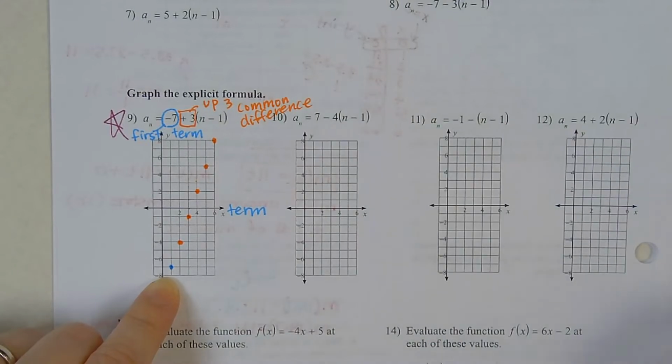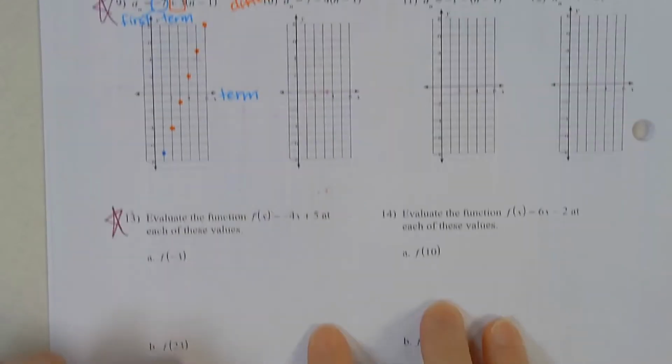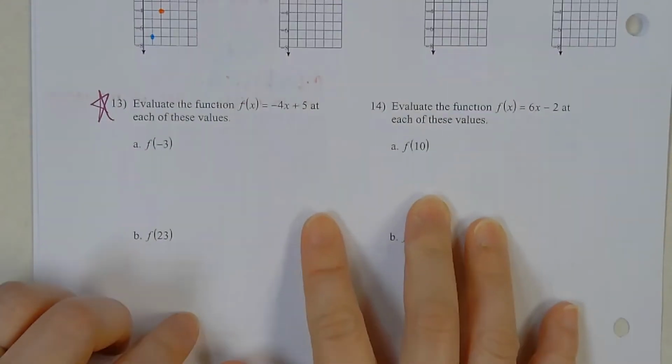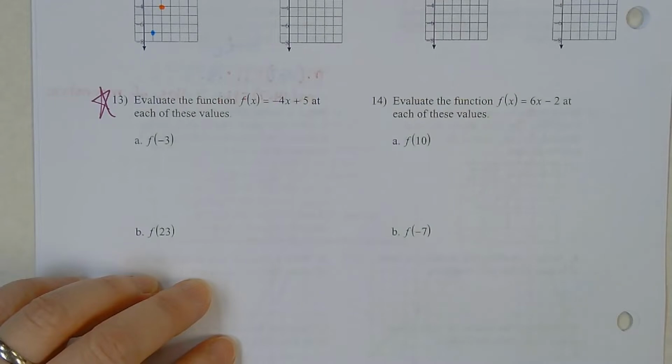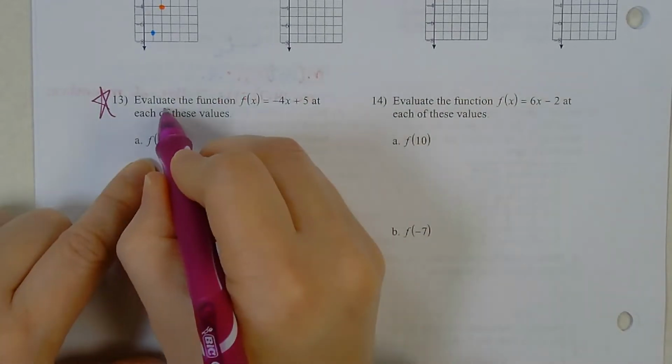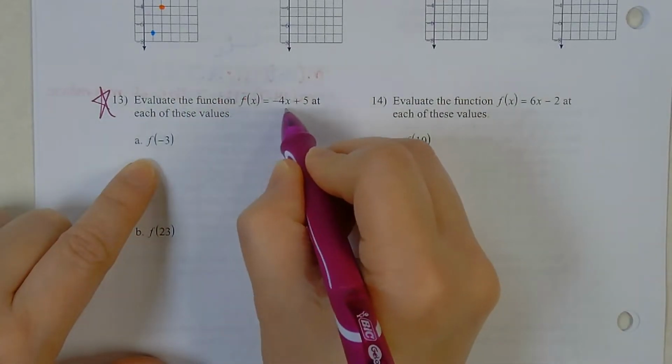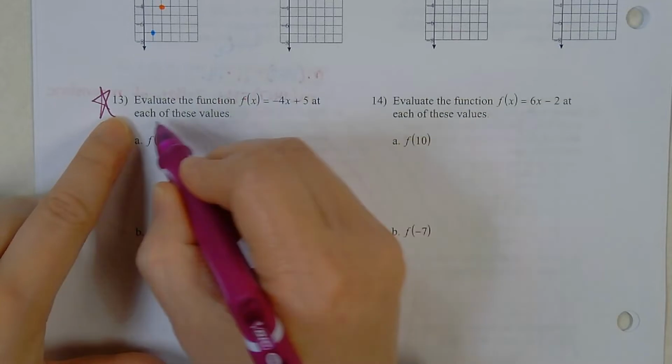All right. Please check your answers in the back, as it is all provided for you. Number 13. Let's try these out. It says evaluate the function f of x is equal to -4x plus 5 at each of these values.